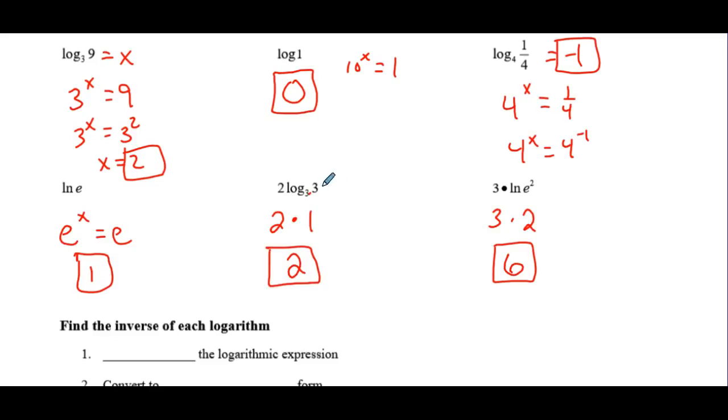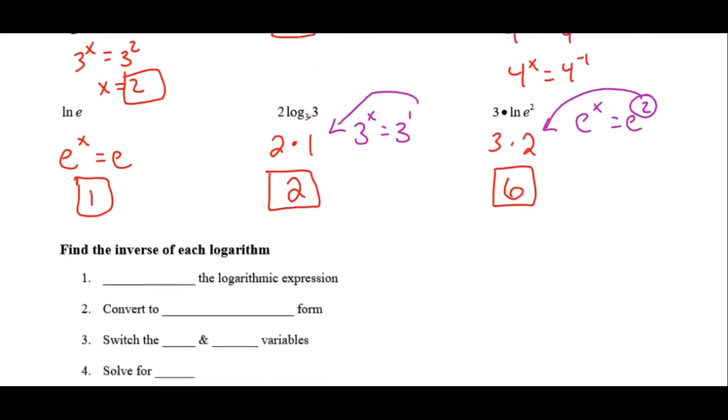So again, right, if you want to do this the long way, you could say 3 to the what equals 3. Well, okay, so that's 1, and that's how this becomes 1. And then it's 2 times 1, right? This one, we're saying e to the what equals e squared. Oh, well, 2. So that's where that 2 comes from. And then you're multiplying by 3. So 3 times 2 is 6. Okay?